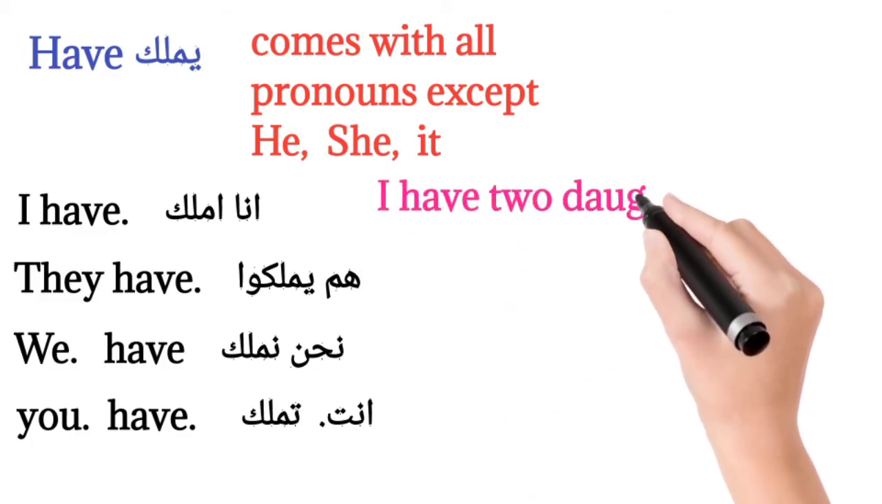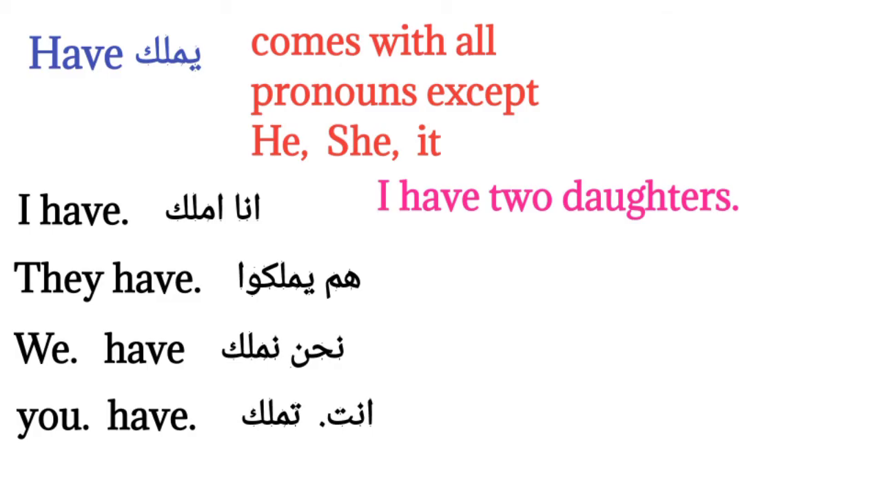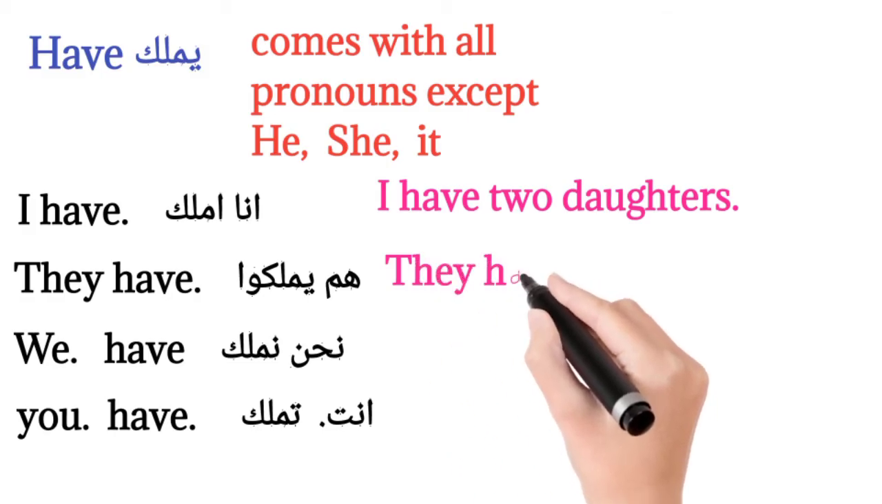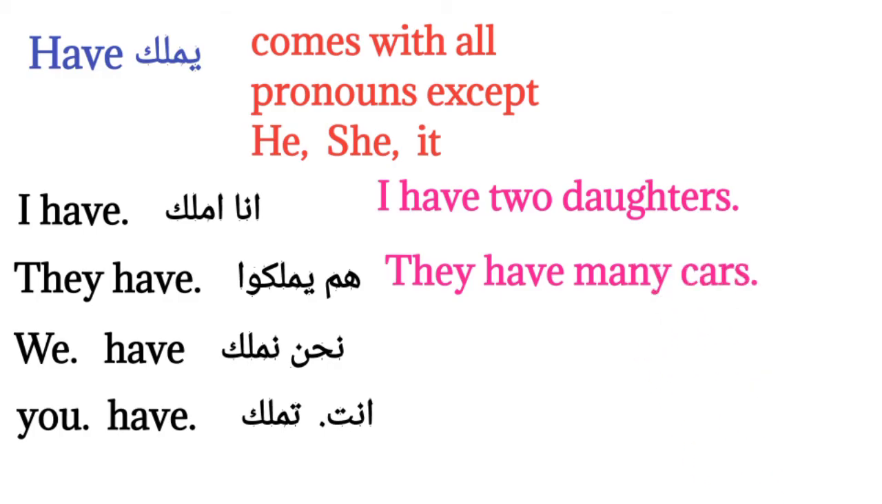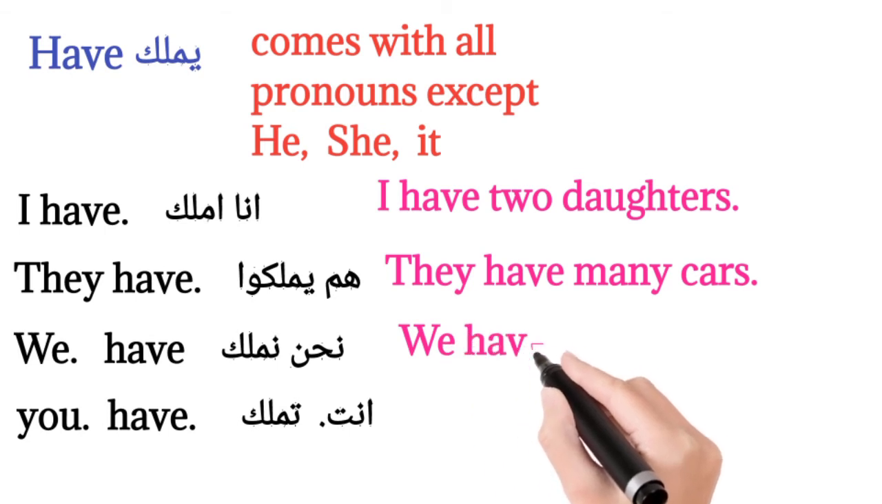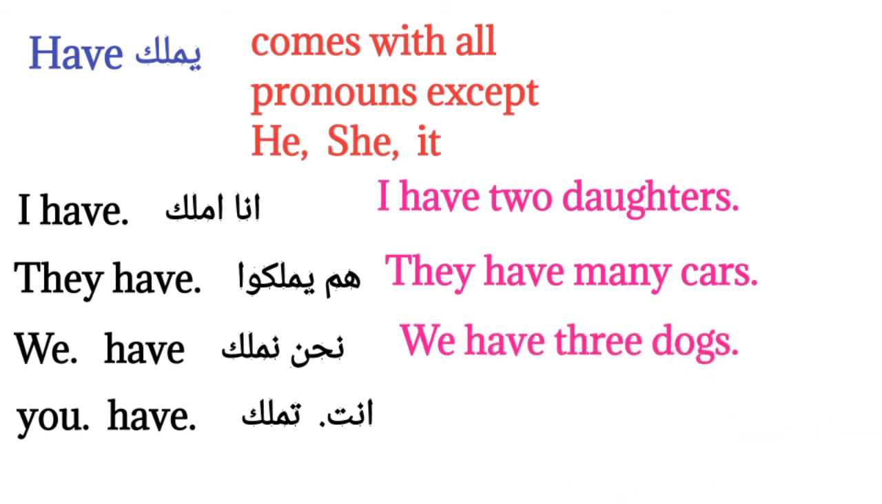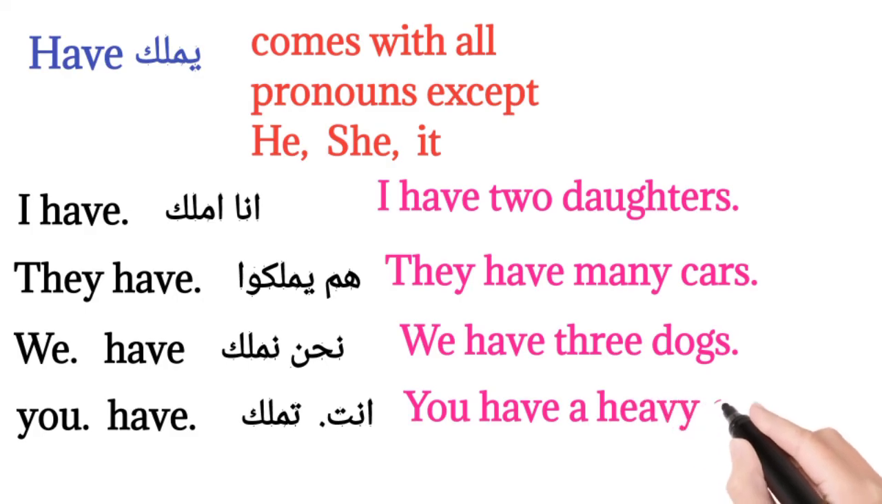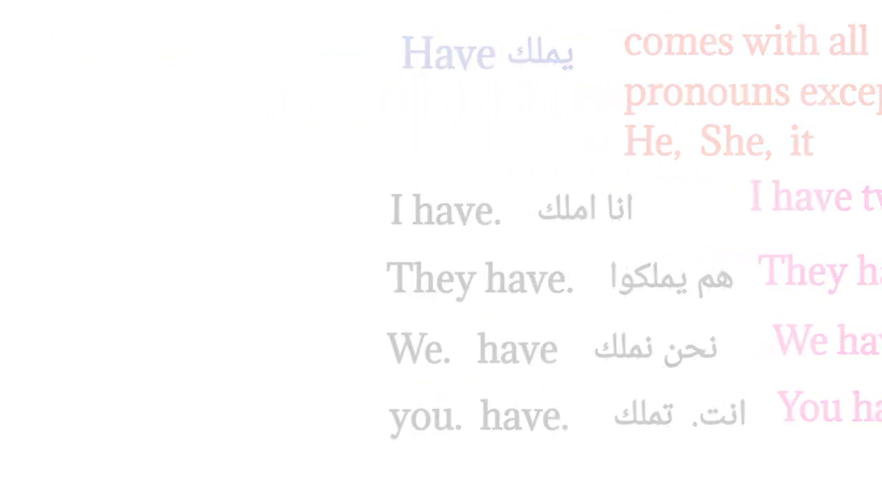I have 2 daughters. أنا لدي ابنتين. They have many cars. هم لديهم كثير من السيارات. We have 3 dogs. نحن نملك 3 كلاب. You have a heavy bag. أنت لديك شنطة ثقيلة.